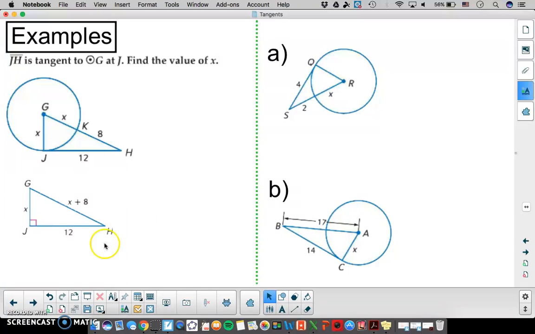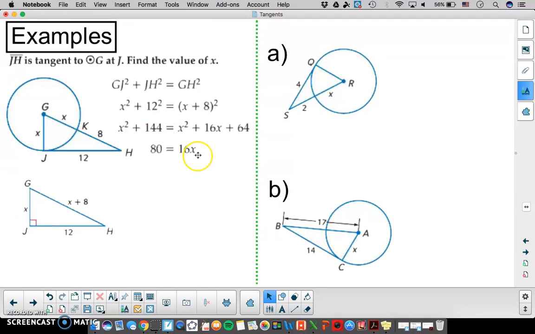Now we need to use Pythagorean theorem to solve for X. So I'll have GJ squared plus JH squared equals GH squared. So X squared plus 12 squared equals X plus 8 squared. X plus 8 squared is really X plus 8 times X plus 8, so you have to FOIL that out to get X squared plus 16X plus 64. You're going to subtract X squared and subtract 64 from both sides to get 80 equals 16X, then divide to get X equal to 5. Then we've determined that the radius of that circle is 5.